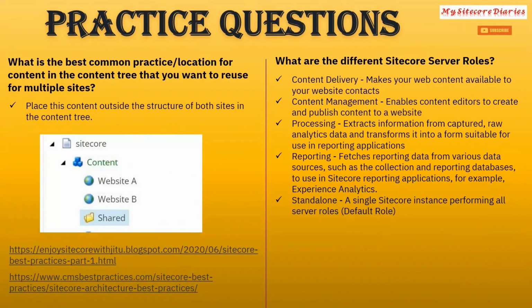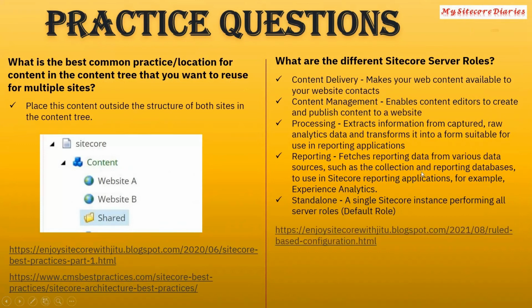Processing extracts the information from the captured and raw analytics data and transforms it into a form suitable for use in the reporting application. Okay, so it processes data. Reporting pulls reporting data from various data sources, such as the collection and reporting databases, for the Sitecore reporting application, for example experience analytics. And standalone has a single Sitecore instance, the default role. Okay, so those are the different Sitecore server roles.